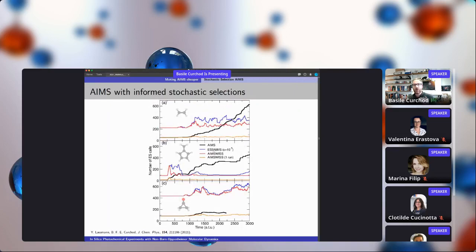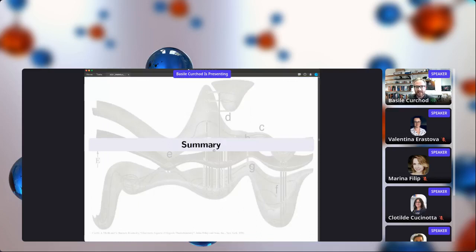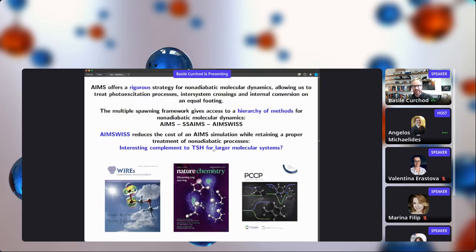So this is just a take-home message here. I hope that I could introduce you to these ab initio multiple spawning methods and convince you that it's a very interesting method in the context of describing excited state dynamics. We are now building a hierarchy of different methods based on this framework, using the possibility to select some of these Gaussians. So I mentioned the stochastic selection AIMS and the ab initio multiple spawning with informed stochastic selection. And that could actually be used as a complementary strategy with surface hopping to look at larger molecular systems or molecular systems with a denser number of electronic states.